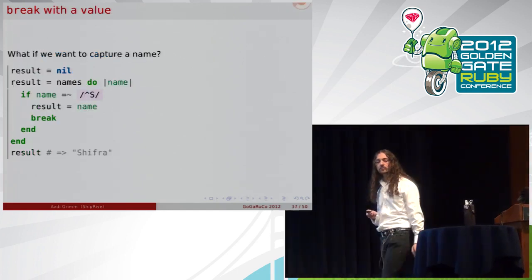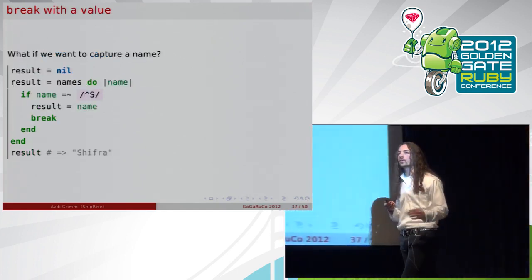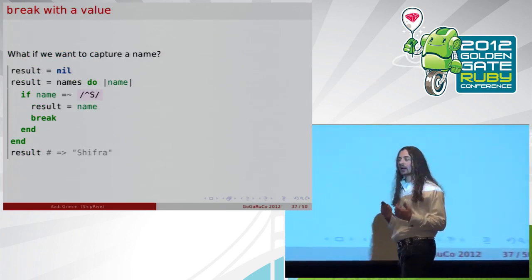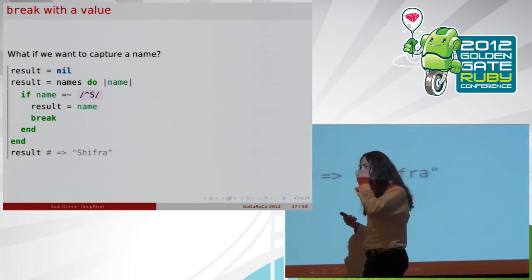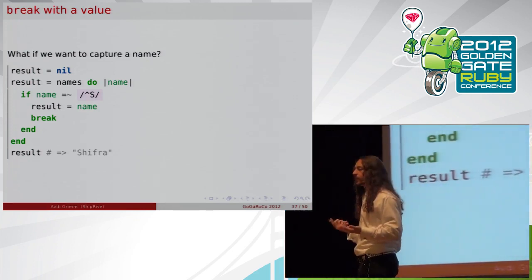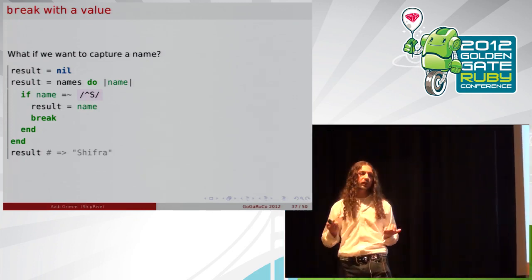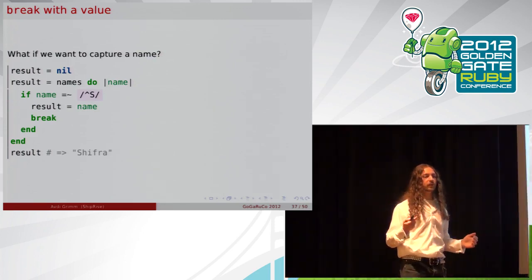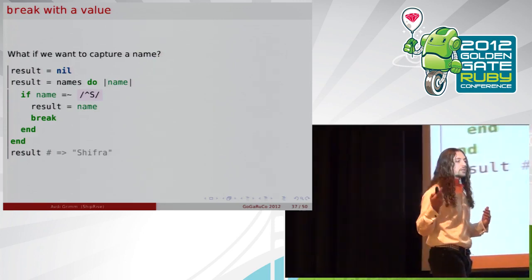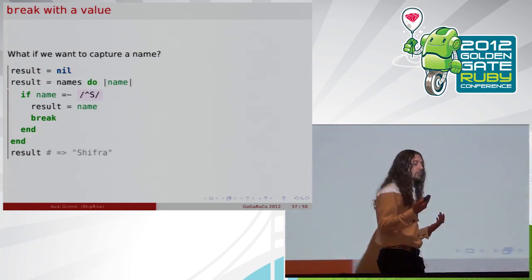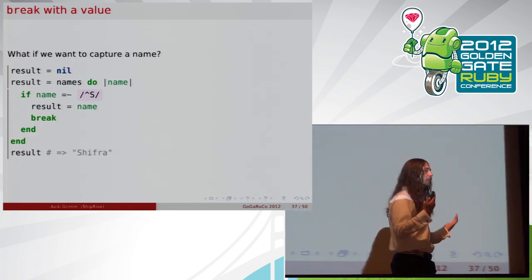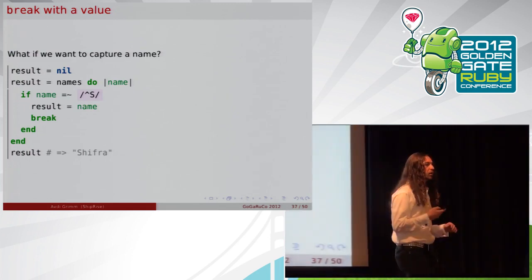Now, what if we wanted to capture a particular name out of this iteration? So we have a regular expression. We want to capture the first name that begins with S. And we could do it like this. We could set up a result variable that starts out as nil, and then we could pass this thing into our block, and when we find a match, we assign name to the result, and then we break out. And this works, but it's kind of clunky.